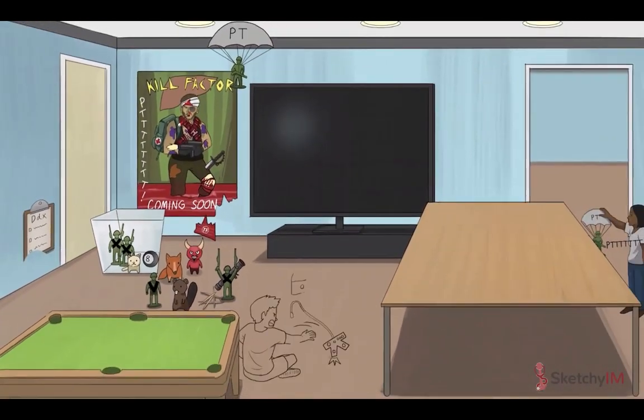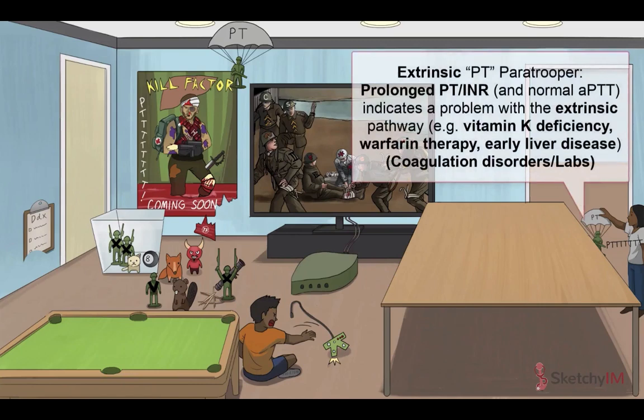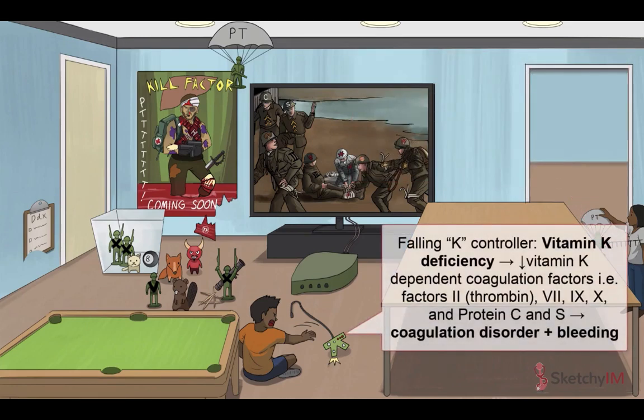Alright, let's continue our differentials, starting with the conditions that mainly affect the extrinsic coagulation pathway. That means PT is prolonged, but not APTT. Underneath this PT paratrooper, we'll illustrate the two biggies that fall into this category: vitamin K deficiency and warfarin administration. Vitamin K deficiency will be symbolized by this K shaped controller getting thrown to the ground as this kid rage quits in the middle of a Call of Duty match.